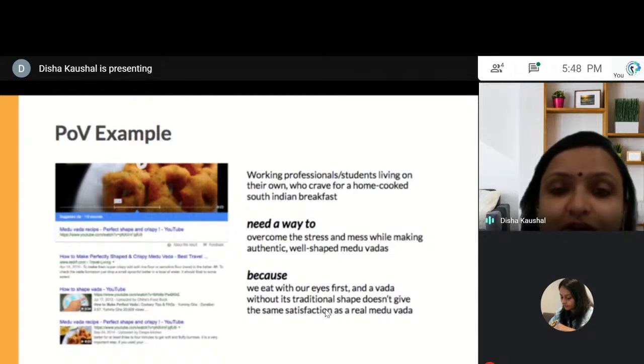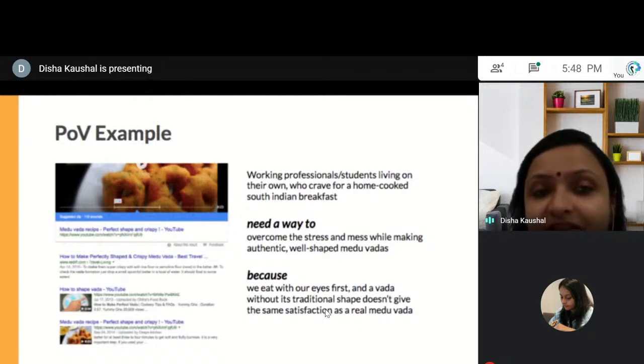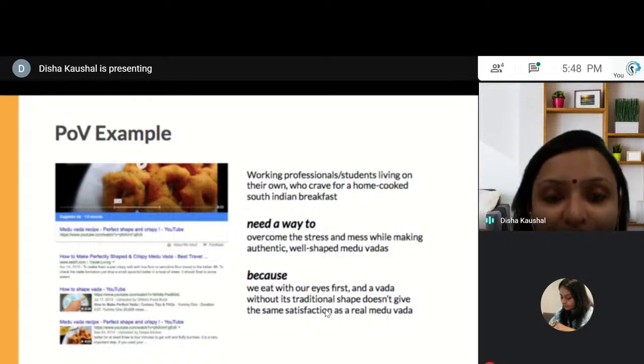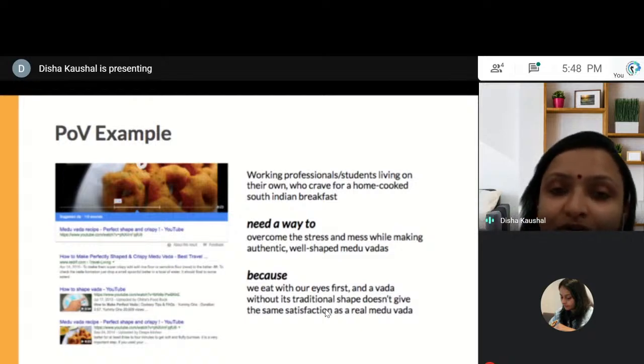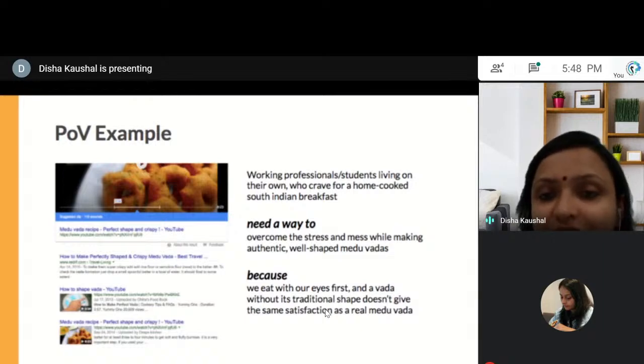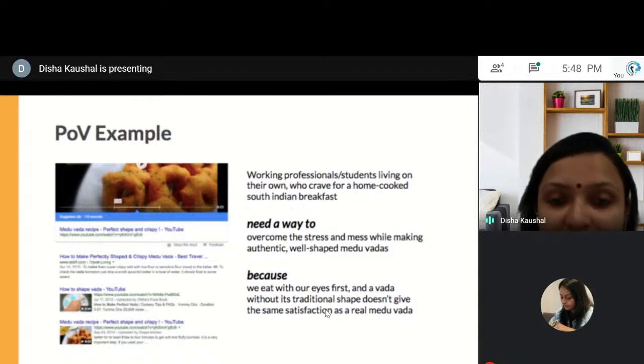Can you see in the first 3 lines, they have defined excellently what the user base is and what exactly their typical setting is, and they have also set up a premise for the problem area. Need a way to, after this comes your verb, overcome the stress and mess while making authentic well shaped medu vadas, because the surprise insight is over here.